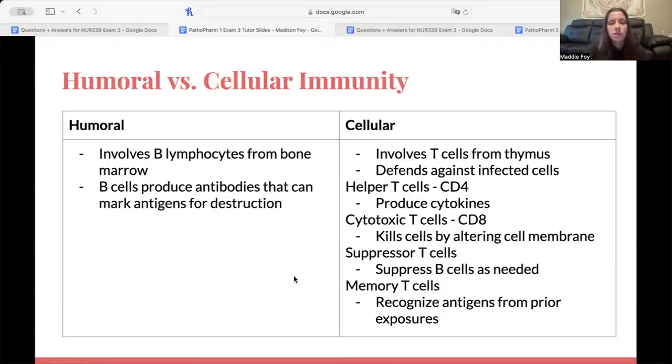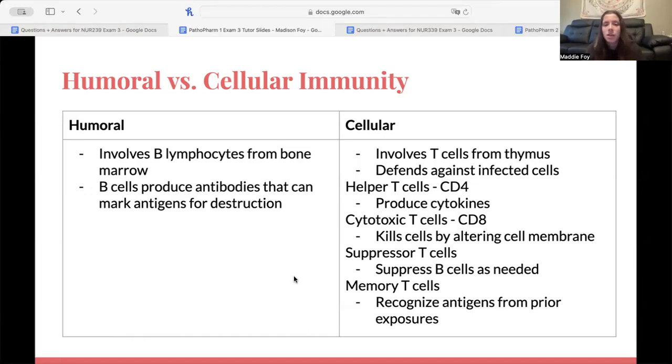So humoral versus cellular immunity, these are both components of that adaptive acquired immunity. Humoral involves B cells or B lymphocytes from the bone marrow. So B from bone, B and B. That helped me remember it as well. B cells, or B lymphocytes, produce your antibodies, which then mark specific antigens for destruction. So that's the function of the B cell in acquired or adaptive immunity.